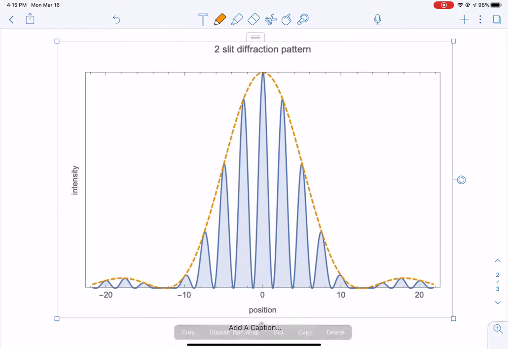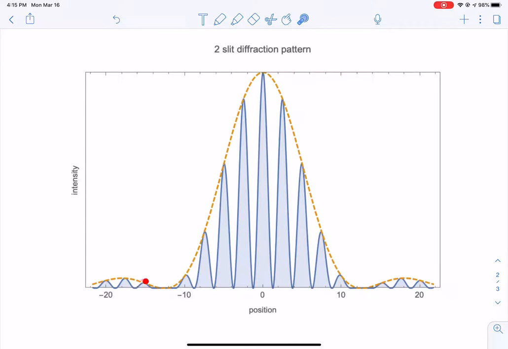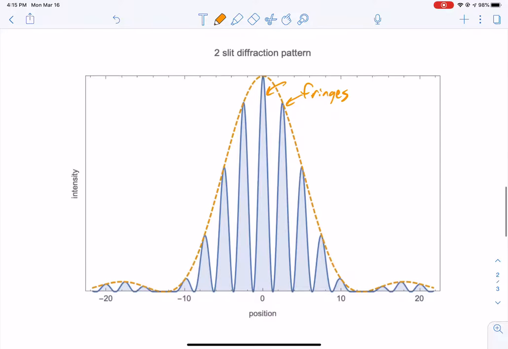You'll notice double slit diffraction looks slightly different than single slit diffraction in that you can still see that orangish envelope for single slit diffraction, still there, but now we have these blue peaks. We call these peaks fringes. Obviously, if our y-axis is intensity, these fringes are places where we have constructive interference. So here's n equals 1, n equals 2, n equals 3, n equals 4, and so on.